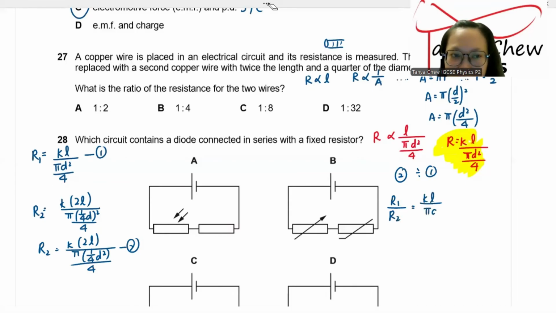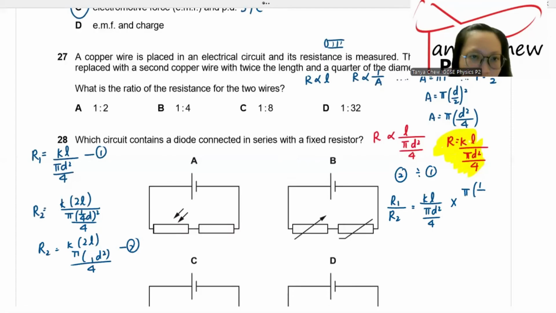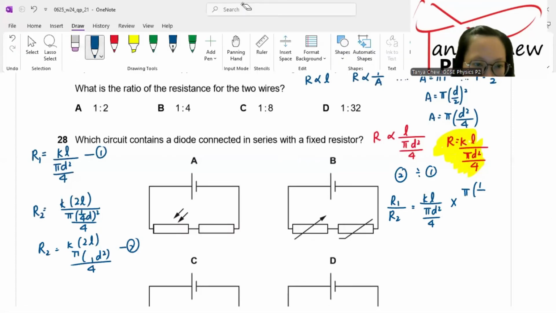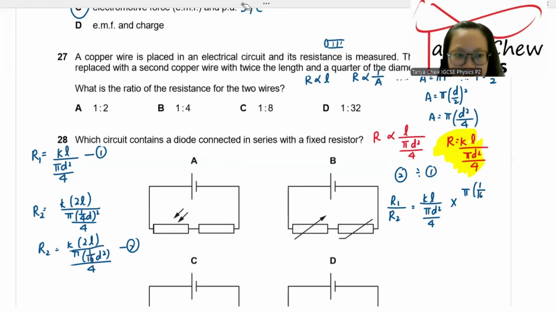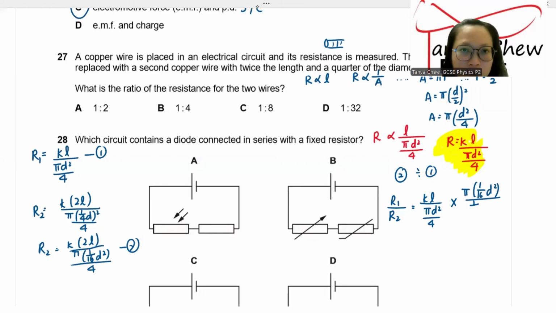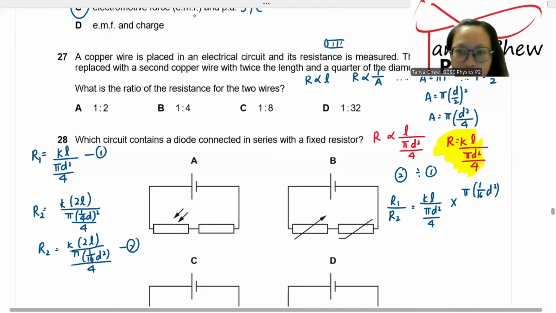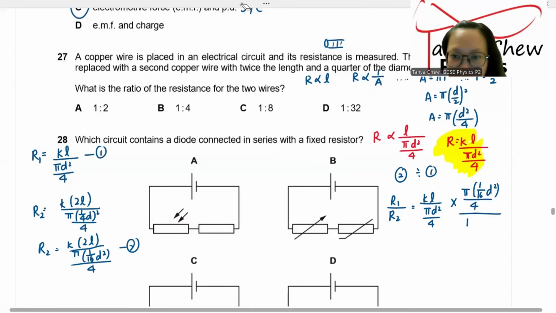KL over pi d squared over 4. This is division, so I straight away inverted it by multiplying it. Pi, this is 1 over 4. The d squared here, the whole thing 1 over 4 has to be squared. So this is 4 squared, you get 1 over 16 d squared over 4, and divided by K times 2L.